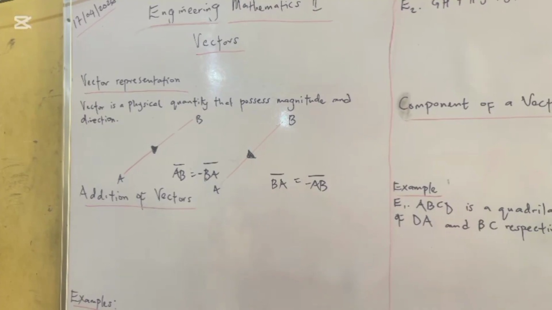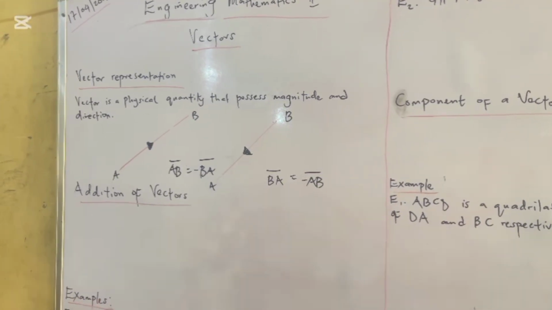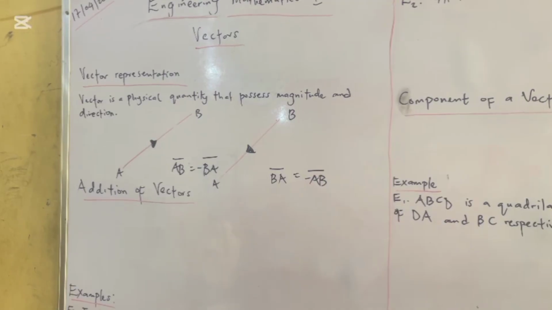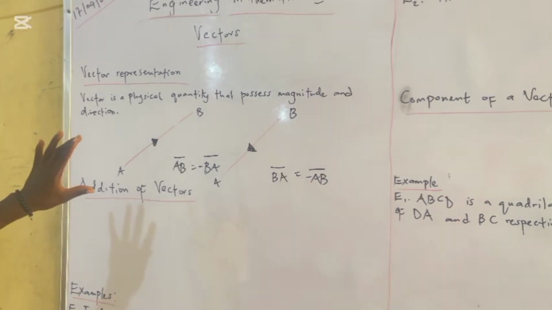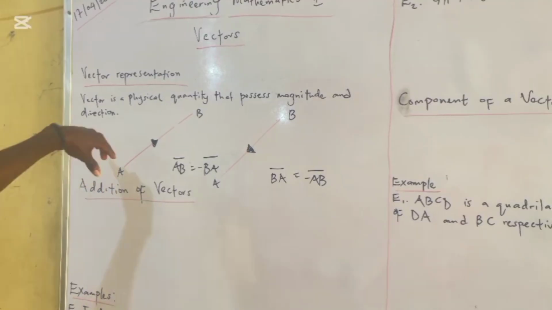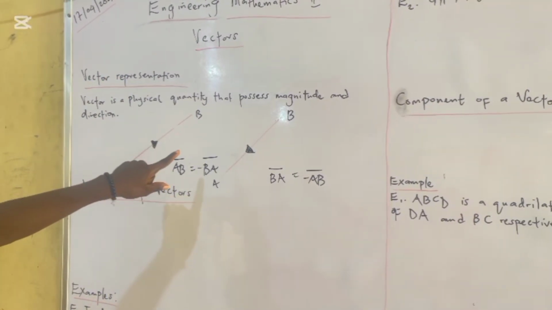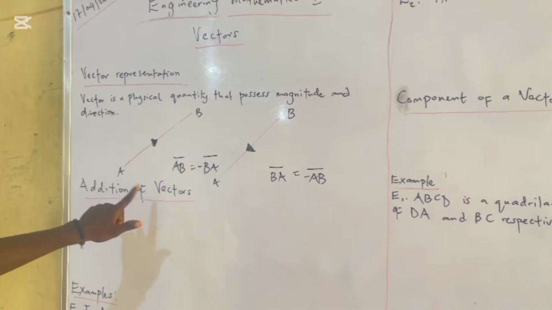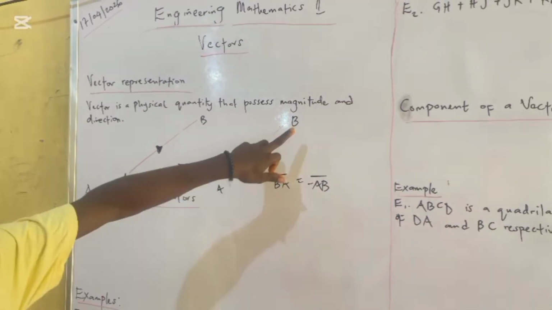So we have to take note of that, because when we get into components of vectors, we are going to be doing some changing. Maybe we want to prove some vectors to be correct or not, so that we will know the usefulness of the direction of the vector. So that's the purpose of this. The arrowhead indicates the direction, the line indicates the magnitude.